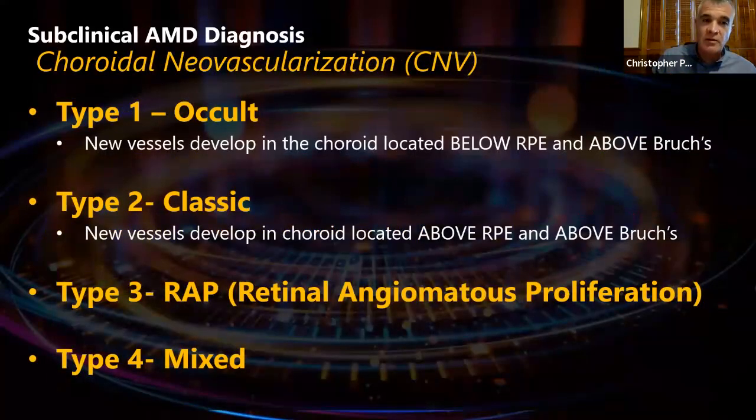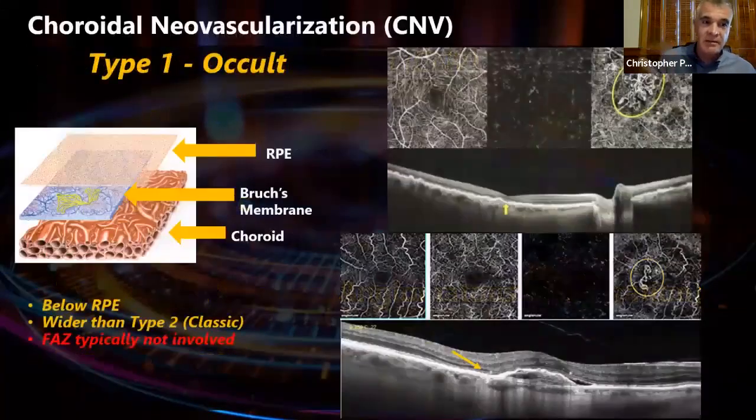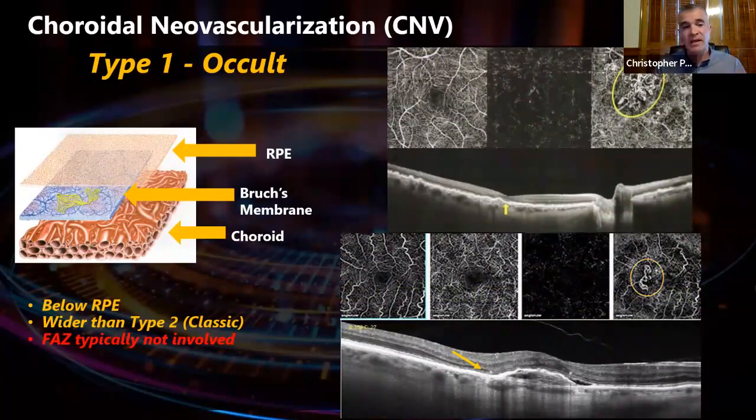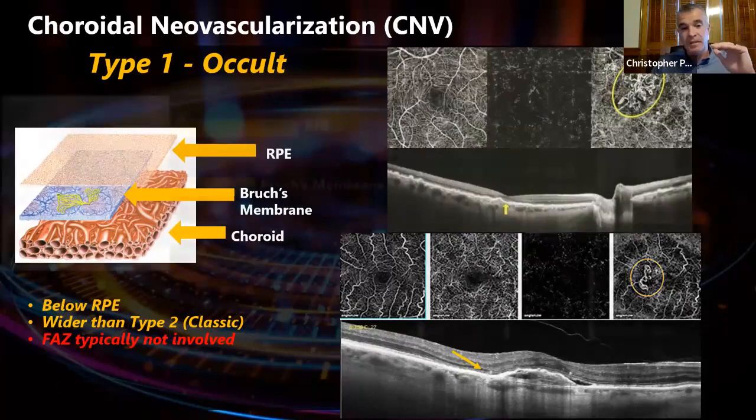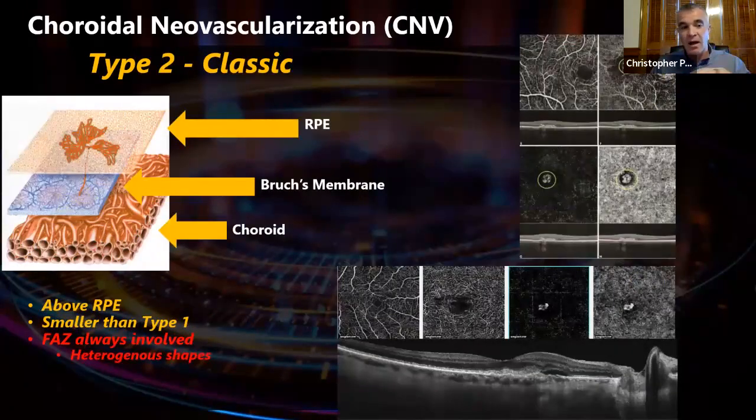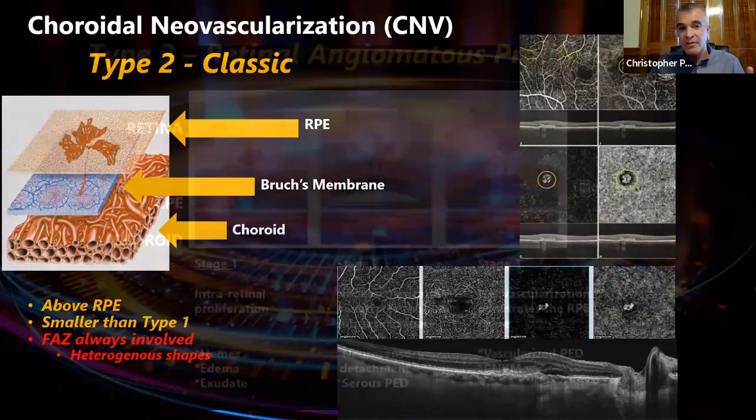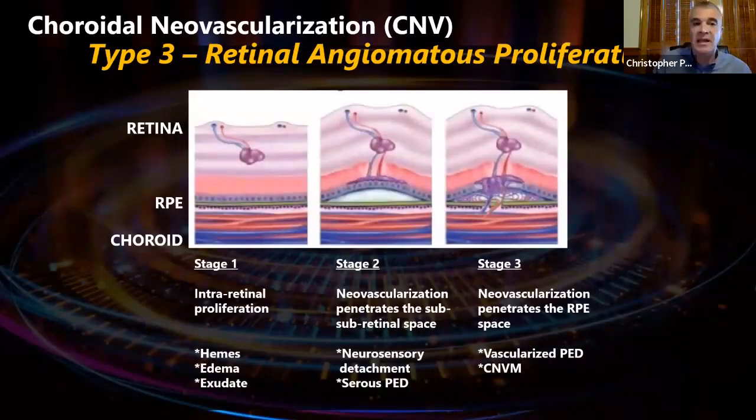Just going quickly here, I won't spend a ton of time, but there are 4 big types of choroidal neovascularization related to age-related macular degeneration. Type 1, big take home, the foveolar avascular zone is typically not involved. We won't spend a ton of time because I want to get you to the data, and this is why it's so important for us at the subclinical primary care level to not let it get to this point. Type 2, FAZ almost always involved, and there are very heterogeneous shapes. Occult, FAZ is not involved. Type 2 classic, FAZ is involved. Retinal angiomatous proliferation.